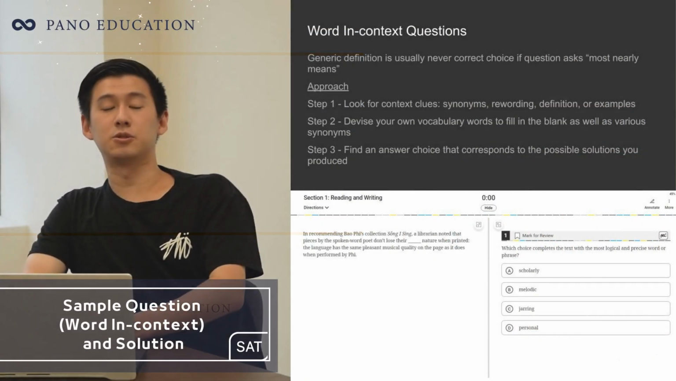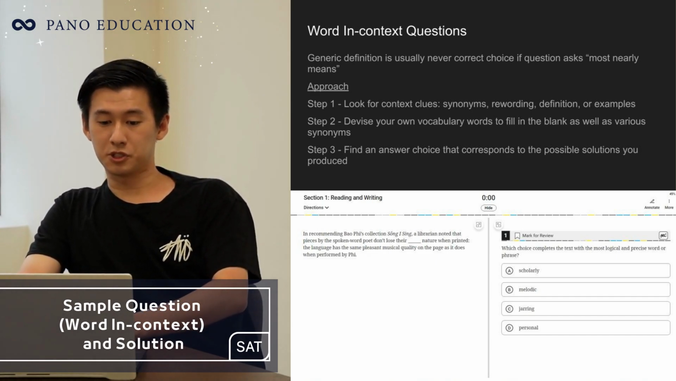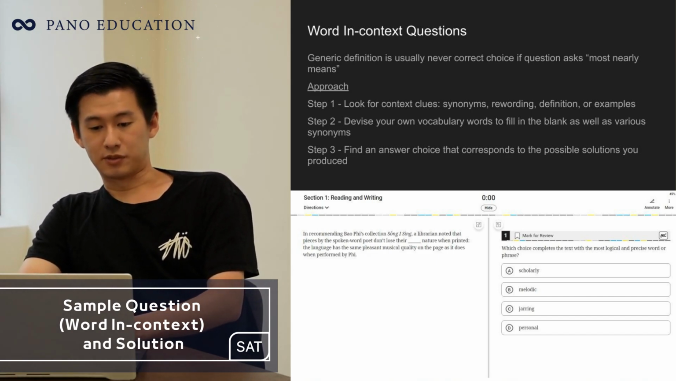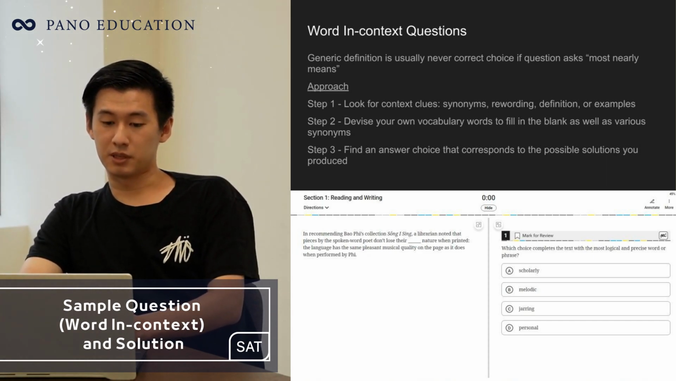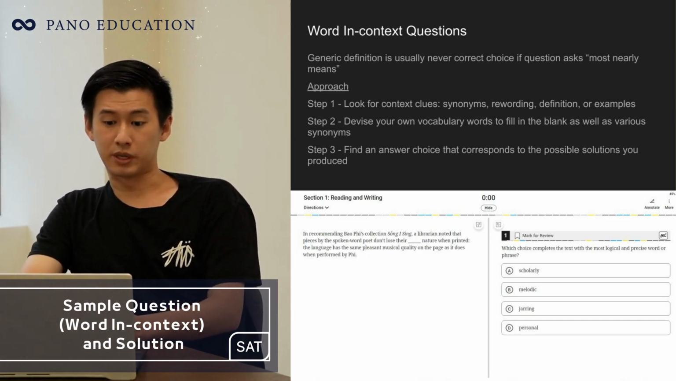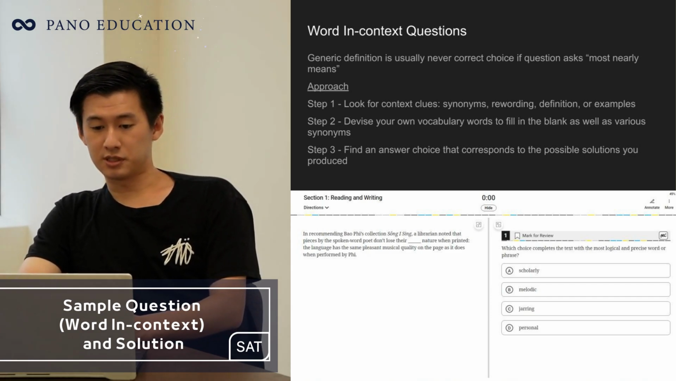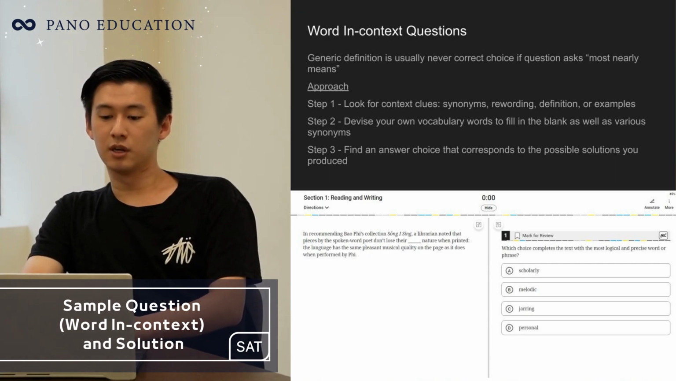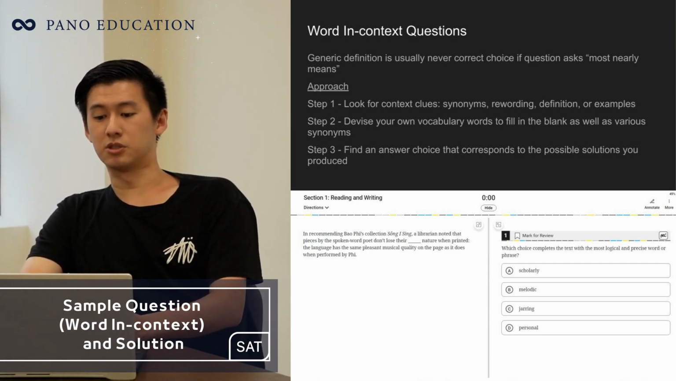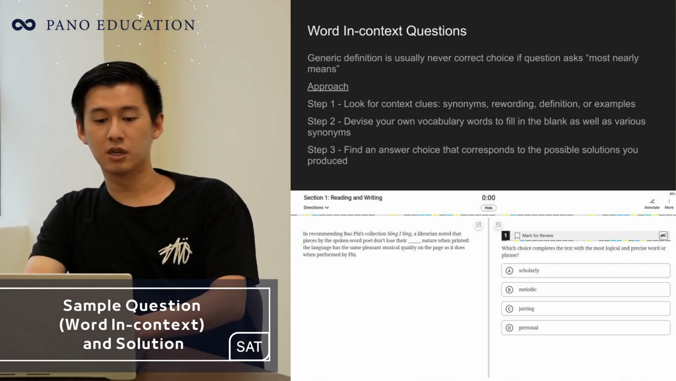Now let's take a look at 2 sample questions. So for the first one, let's read through the prompt first. In recommending Balfi's collection Song I Sing, a librarian noted that pieces by the spoken word poet don't lose their blank nature when printed. The language has the same pleasant musical quality on the page as it does when performed by V. Which choice best completes the text with the most logical and precise word or phrase?